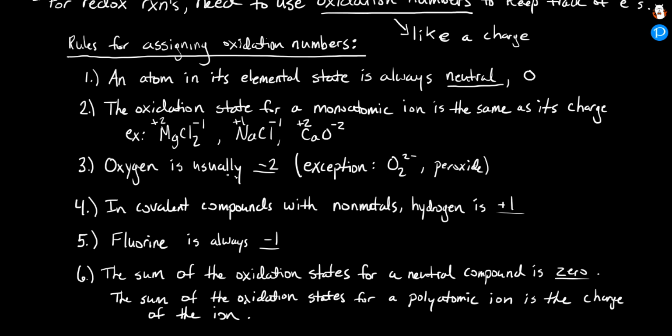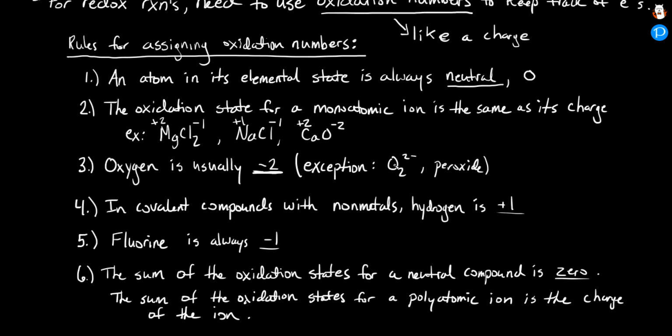Number 3, oxygen is usually -2. So typically, when we're assigning oxidation numbers, when we see oxygen, we can usually automatically put it as -2. The only exception to that is going to be if you see peroxide, which you're probably not going to see a ton of. But if you do, in that case, if you look at this, you've got O2, and the charge of this is 2-.